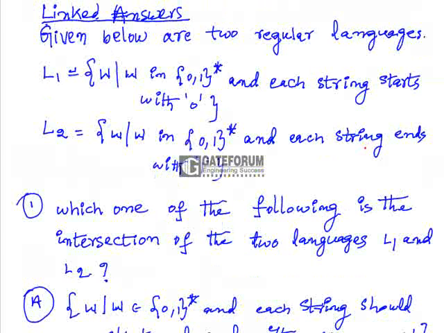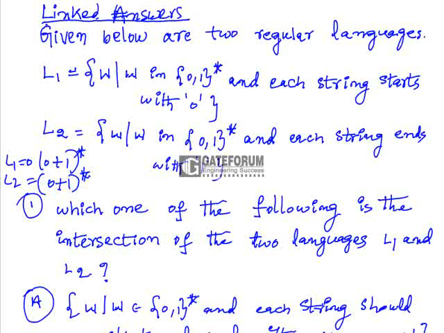So the given languages are, L1 is each string starts with 0. That means 0 followed by any combination of zeros and ones. So this is L1. L2 is W such that W in (0,1)*, each string ends with 1. That means any combination of zeros and ones, it has to end with 1. That means if you want an intersection, that is common strings, any string which starts with 0 and ends with 1 will be common. 0 (0+1)* 1. So this is the regular expression which is the intersection of L1 and L2.